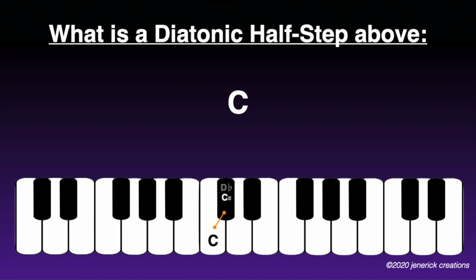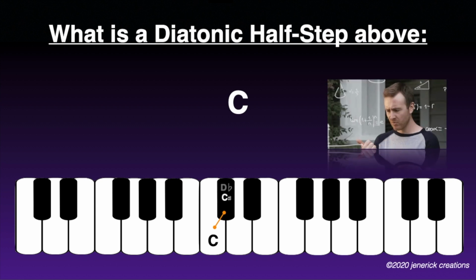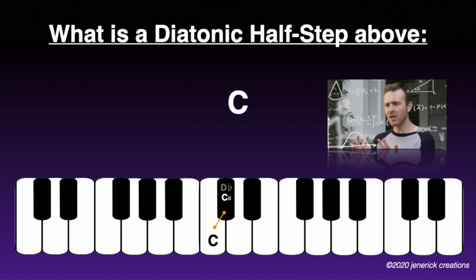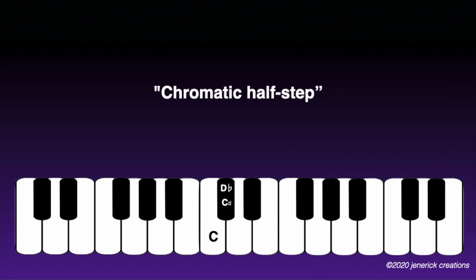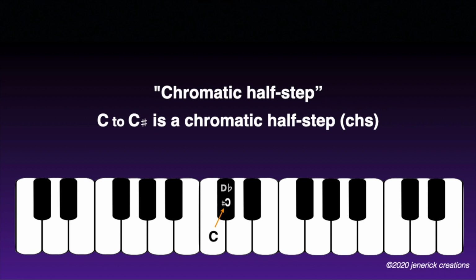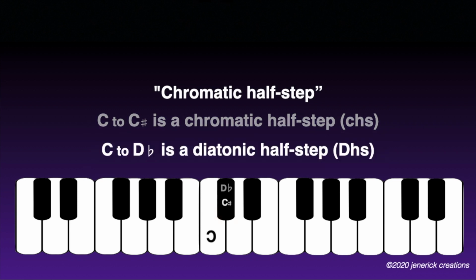Now, if we had chosen the C sharp, what would we call that interval? This goes back to, I think, lesson 3. That would be a chromatic half step. C to C sharp is a chromatic half step, and C to D flat is a diatonic half step. The pitches sound the same, but they function differently.